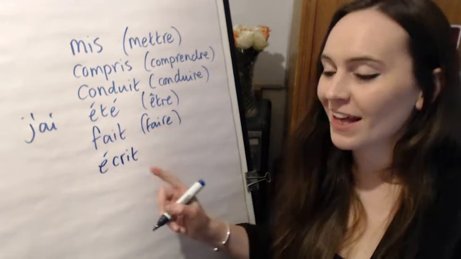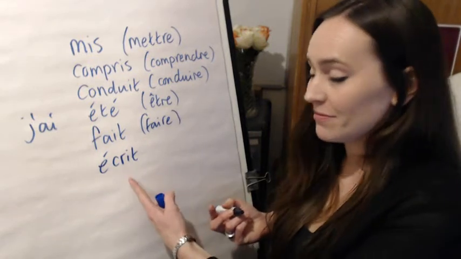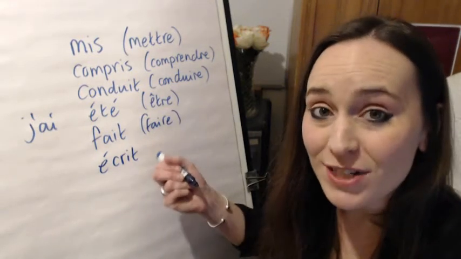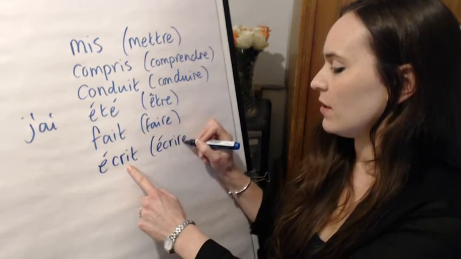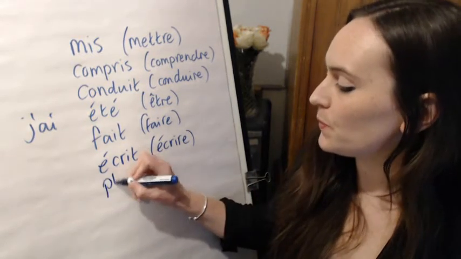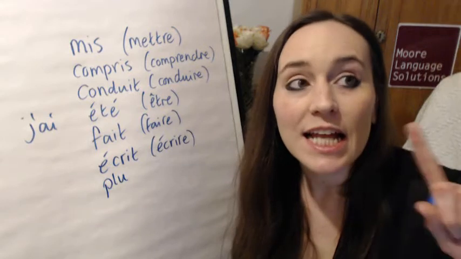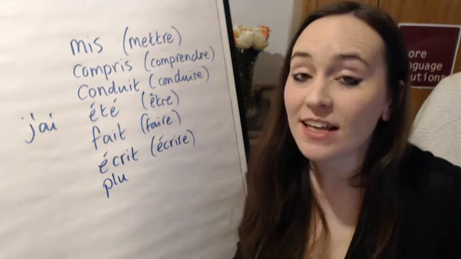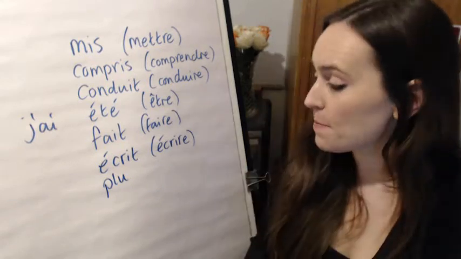Prochain. Écrit. Par exemple, j'ai écrit ça. I have written, I wrote. Écrit from the verb écrire. This one, plu. Par exemple, il a plu hier. Hier, il a plu. Cette nuit, il a plu beaucoup. Oui, je le sais.